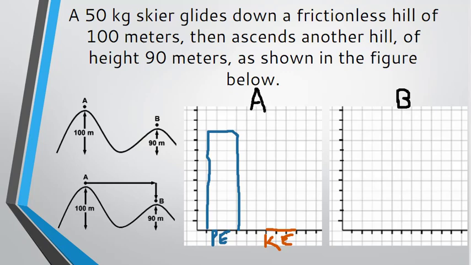But now our skier started to go down the hill. So let's look at point B. He's gone down the hill and back up again. Now at point B, he's not as high up. He's only 90 meters up. So we're going to say the potential energy is about 9 blocks.